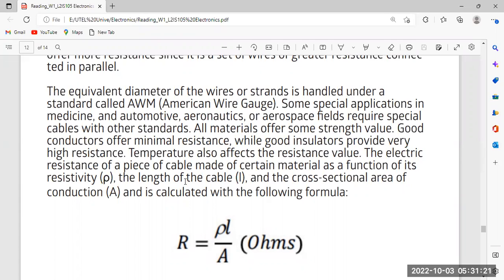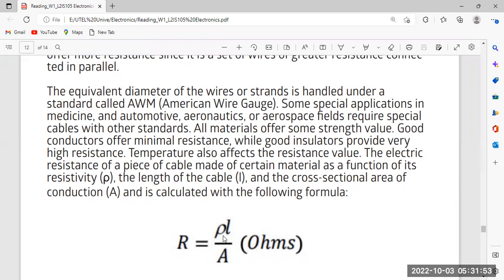The electric resistance of a piece of cable made of a certain material is a function of its resistivity. Now, this resistivity is represented by the symbol ρ, called rho, R-O-H. It is dependent on the length of the cable, which is represented by L, and the cross-sectional area of the conductor, which is A. And it is given by this formula: resistance is calculated as ρL by A.